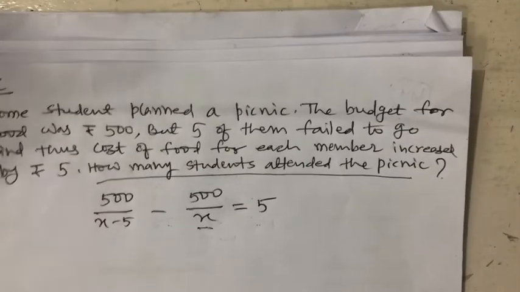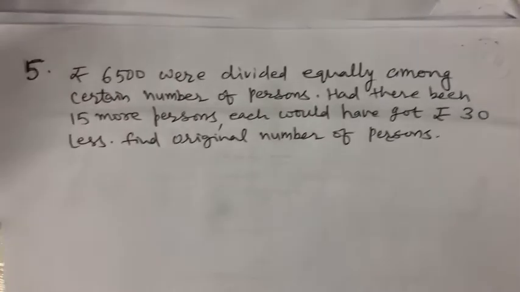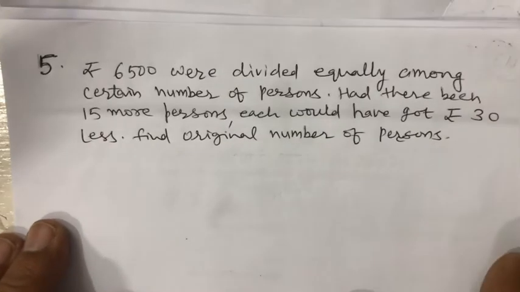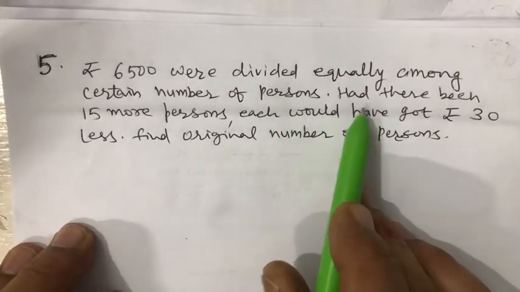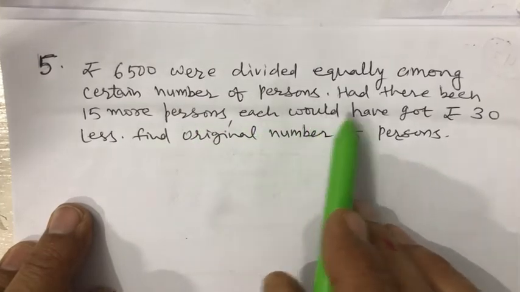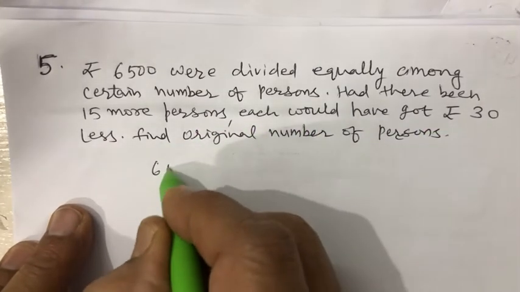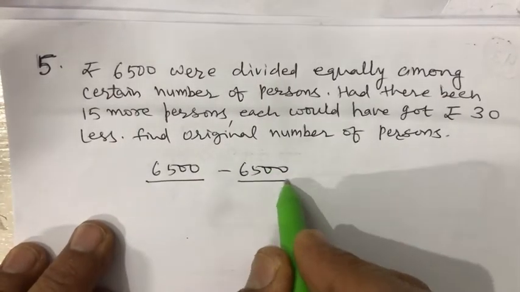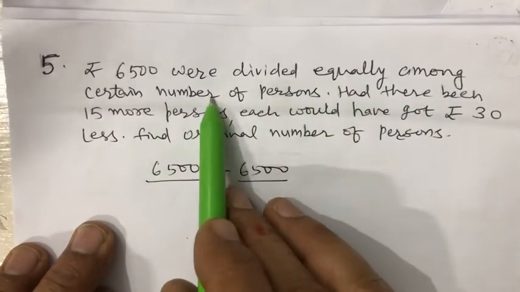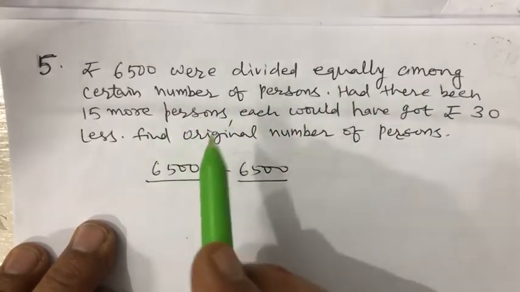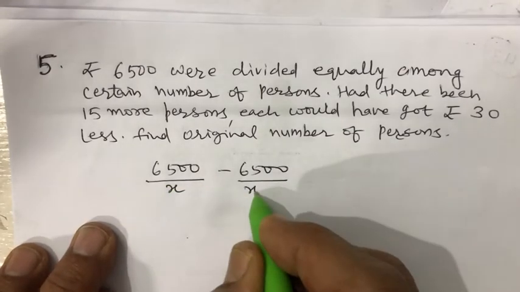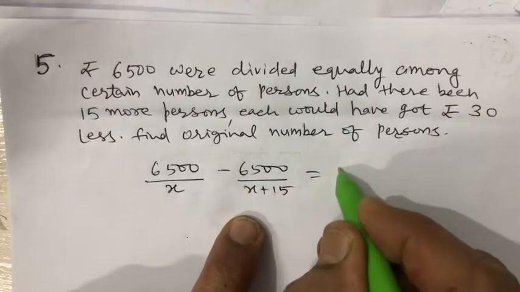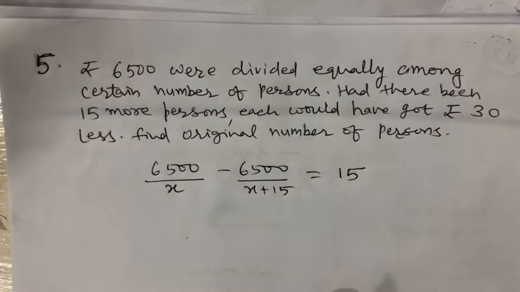One more question of the same category. Again same and same. Rupees 6,500 were divided equally among a certain number of persons. Had there been 15 more persons, each would have got ₹30 less. 6,500 rupees in the first case and the second case. Actually it was x, but then 15 more persons. This one is smaller, this one is larger. The difference is ₹30.